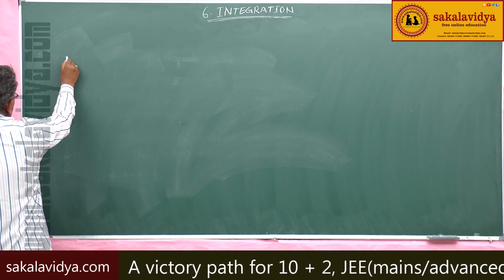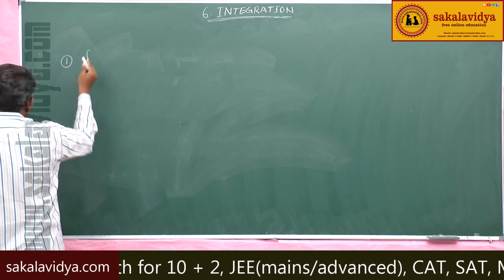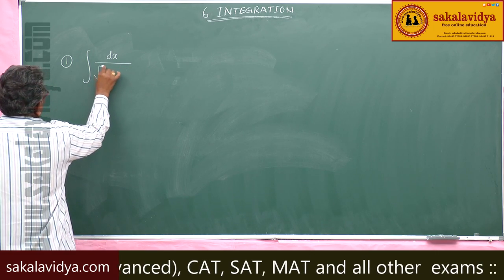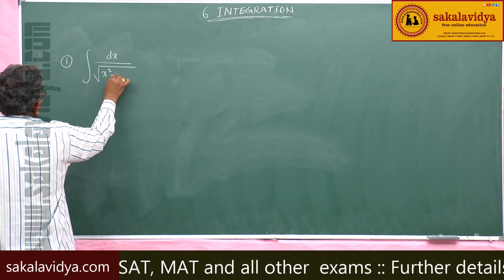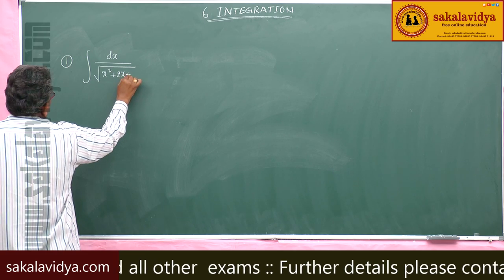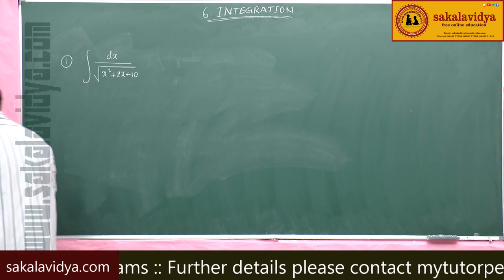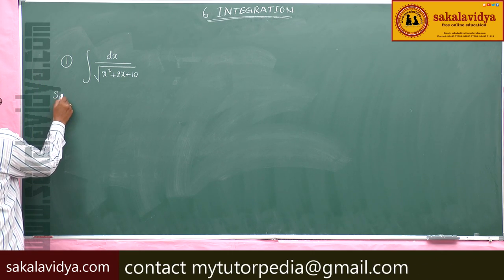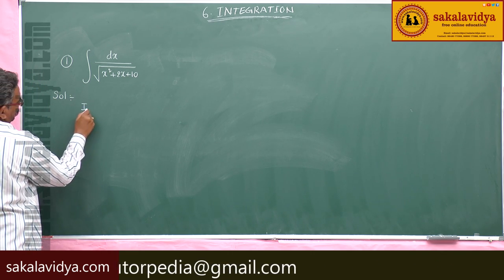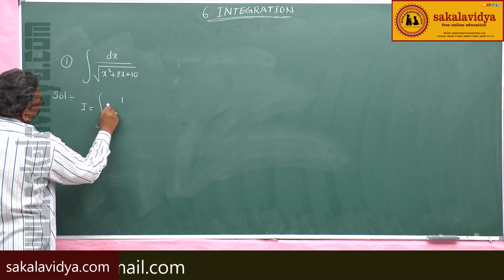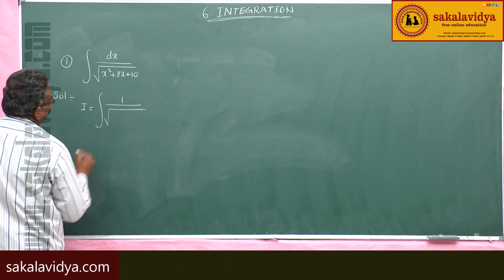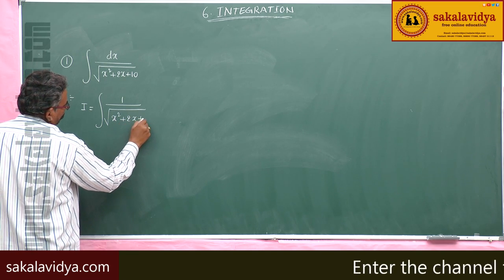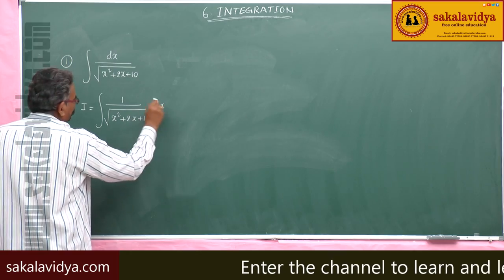First problem, evaluate the integral dx by root of x square plus 2x plus 10. Okay. Now, solution. Let us say I is equal to integral 1 by root of x square plus 2x plus 10 dx.